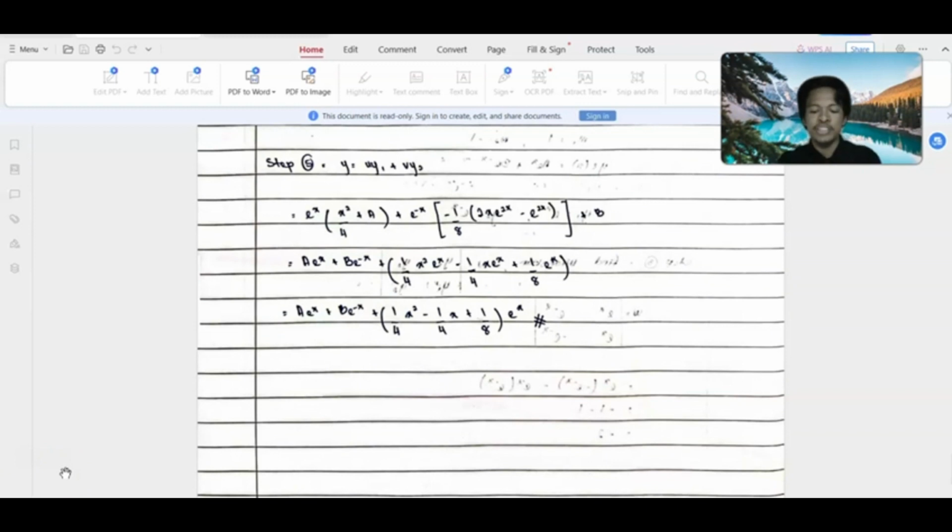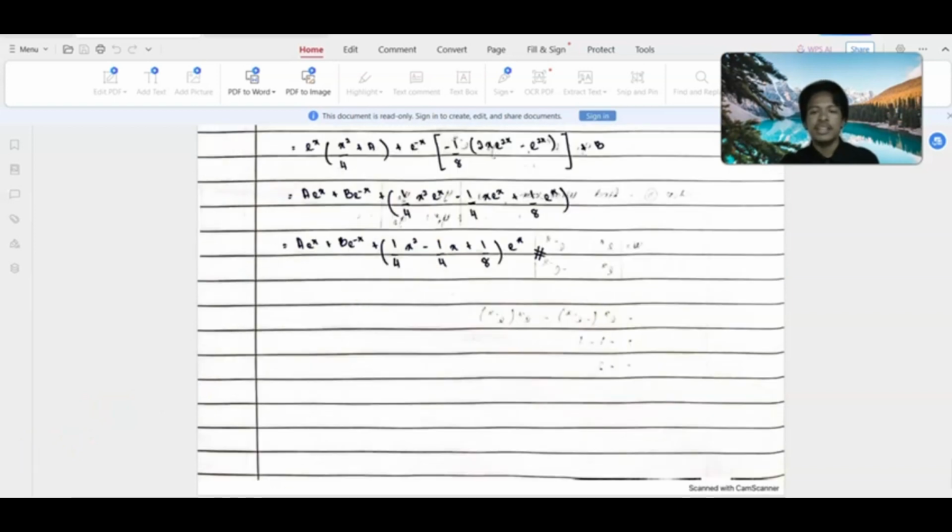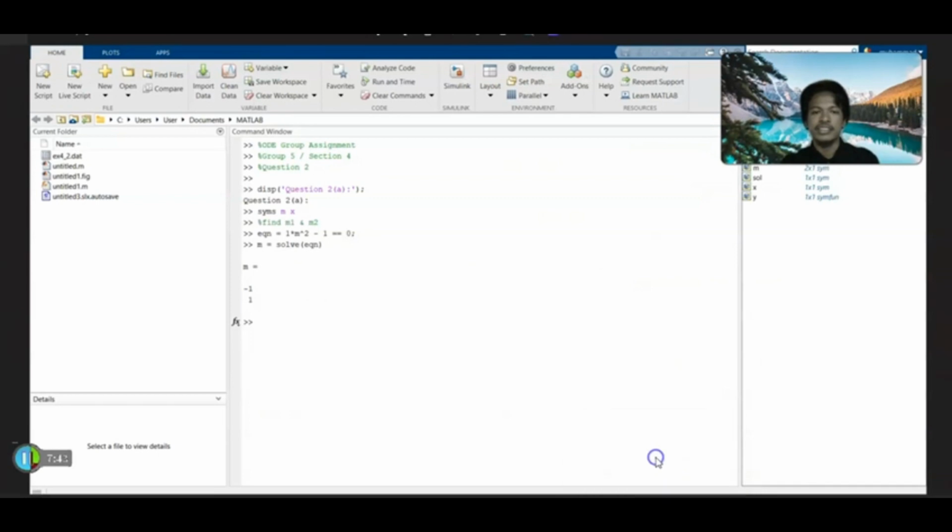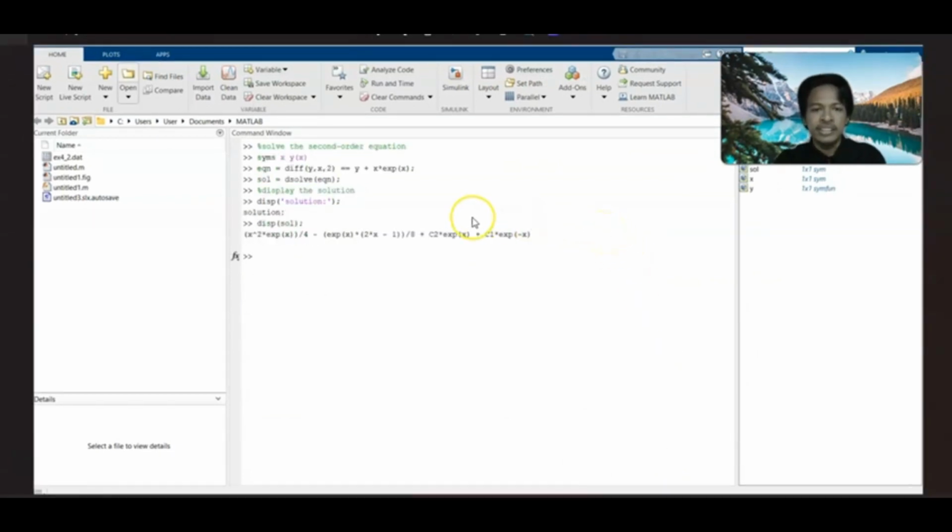For step 5, obtain the general solution by y equals u y1 plus v y2, and the answer is A e power of x plus B e power of negative x plus 1 over 4 x power of 2 minus 1 over 4 x plus 1 over 8 and e power of x. The answer is the same as the coding I get in MATLAB.